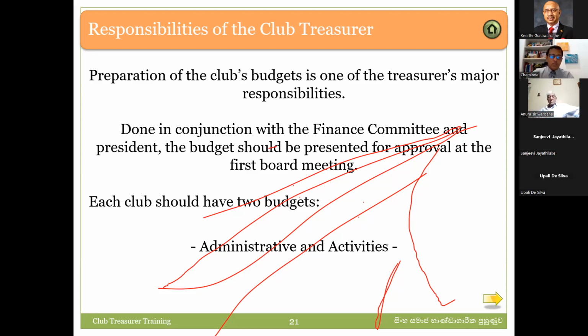So each club should have 2 budgets. We know Lions International says there should be two accounts. One is the administrative account and one is the activities account. Some clubs don't have this, though many do. Some new clubs haven't set it up yet. But you have to, so that you don't mix the 2 funds. Please remember, the administrative account, even in the bank account, is only for dues, to collect dues and pay local and international dues. While the activities account is for fundraising and donations. Everything goes to activities, where you do the club projects.